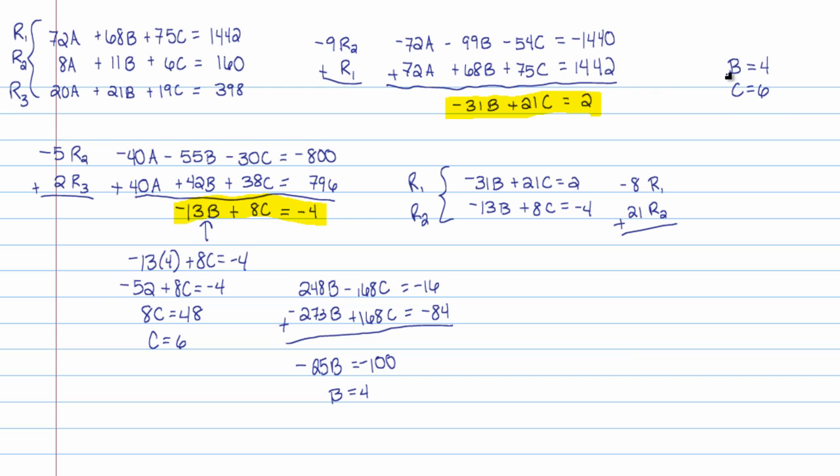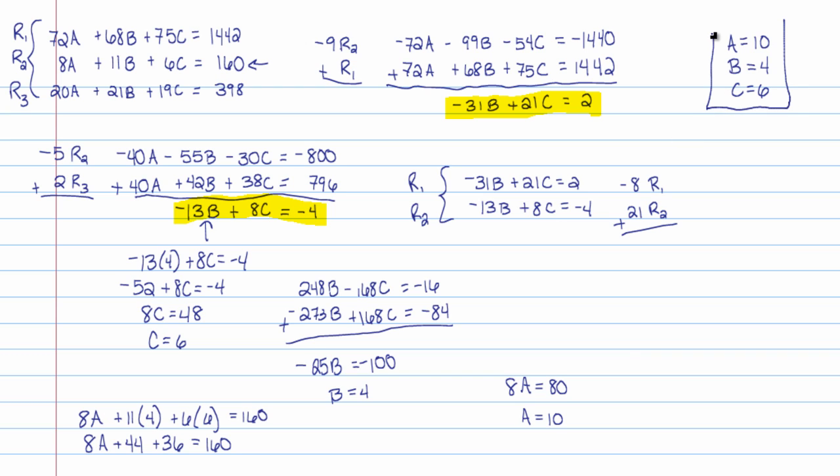And now that I know what b is and what c is, I can plug those into any of my previous equations, and you better believe I'm going to choose this middle equation here because the coefficients on everything are kind of small. So here I go, 8a plus 11 of those b's, which are 4, plus 6 of those c's, which are 6, should equal 160. That's 8a plus 44 plus 36 should equal 160. 44 plus 36 is 80. Subtract 80 from both sides. I get 8a is equal to 80 actually, so that's a equals 10.